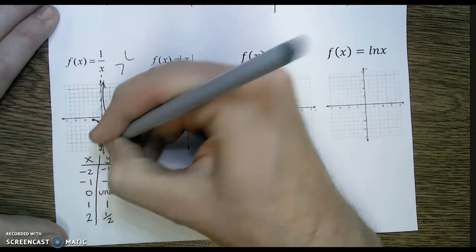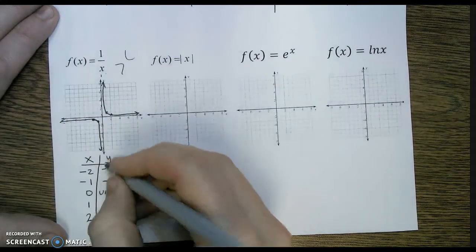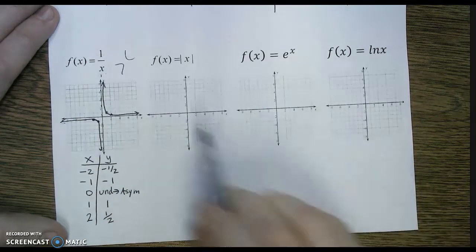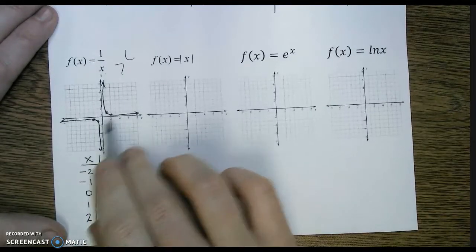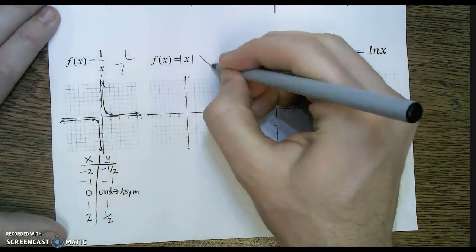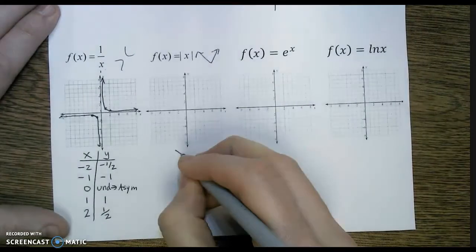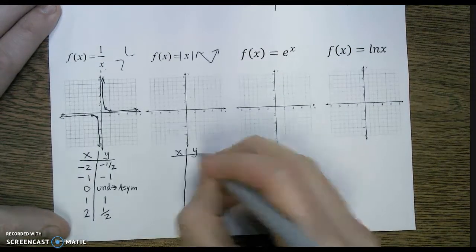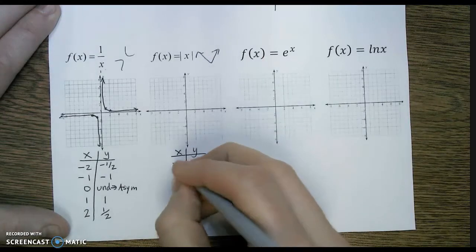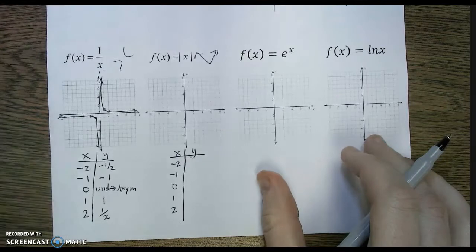But if we don't know that, we could plug in more points to that table and get a better idea as to what the curve will look like. But since I know that's the shape, I don't need that many points to make my graph. Absolute value, I know is going to be a V shape. But if you don't know that, again, you can make your XY chart, and we can plug in negatives, and we can plug in 0 and positives into this.